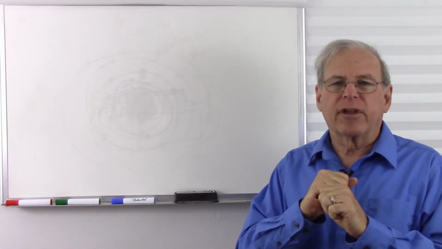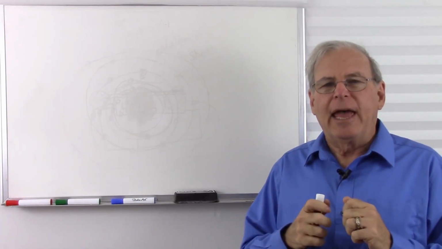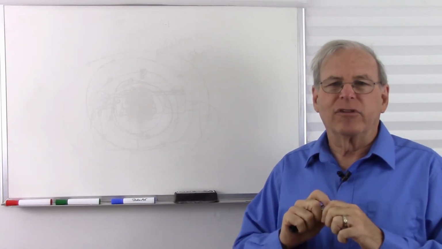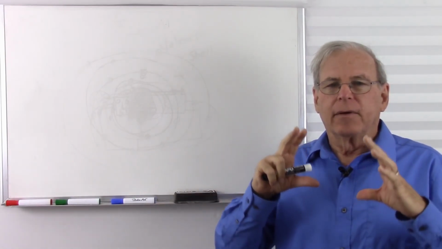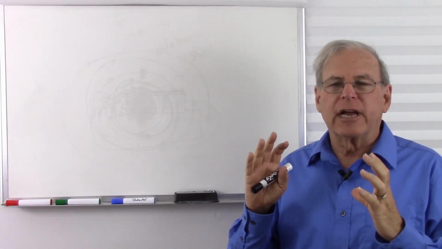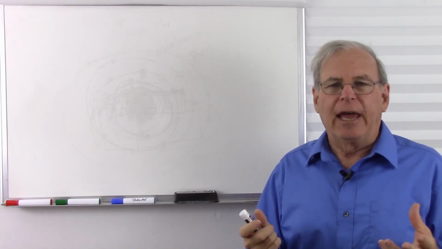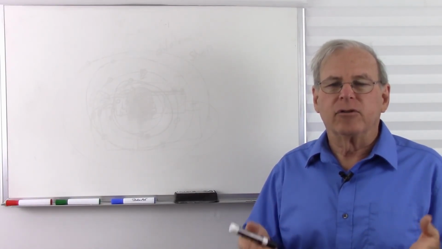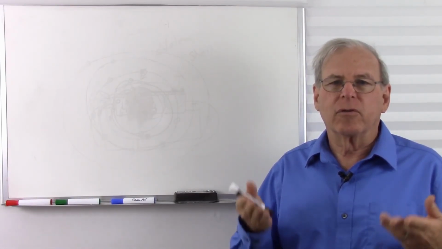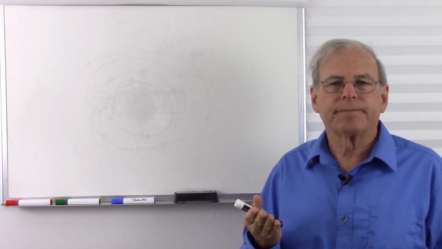So thinner conductors have more resistance, larger conductors have less resistance. A short conductor has less resistance than a long conductor. So small diameter, long distance gives you more resistance. Large diameter, shorter length gives you less resistance. And as conductors heat up, they tend to increase their resistance. So temperature goes up, resistance goes up. Temperature goes down, resistance goes down.